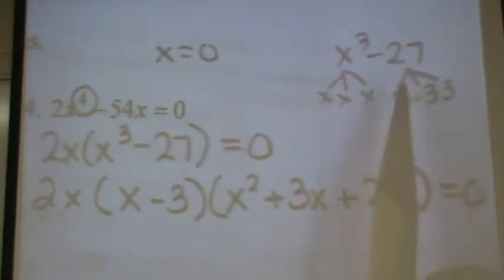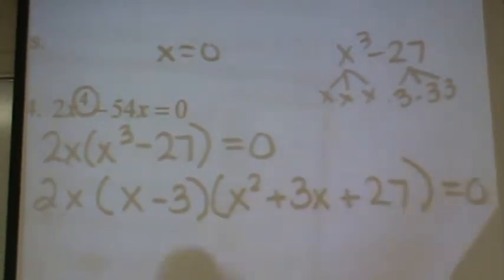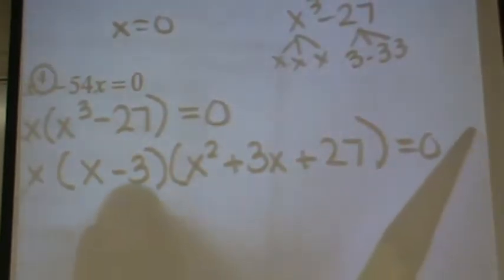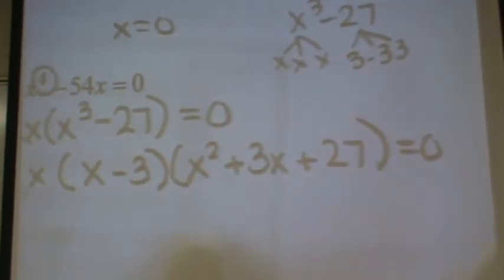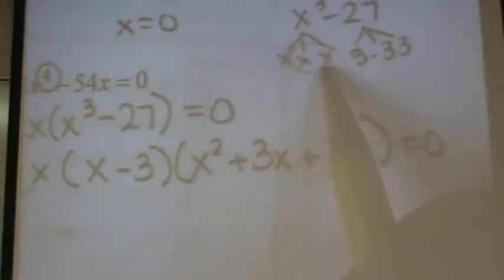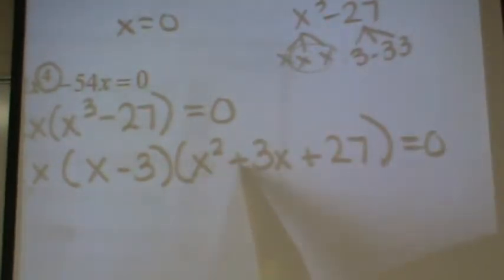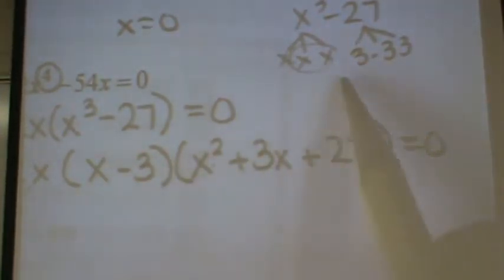You put one of each of these in your binomial, so x and 3. Whatever that sign is goes in there. And then you flip the sign. And then you take these 2 and put them next, and then you flip the sign and multiply these 2, you get 3x, and this is always a plus sign, and these 2 multiply to give you 27.